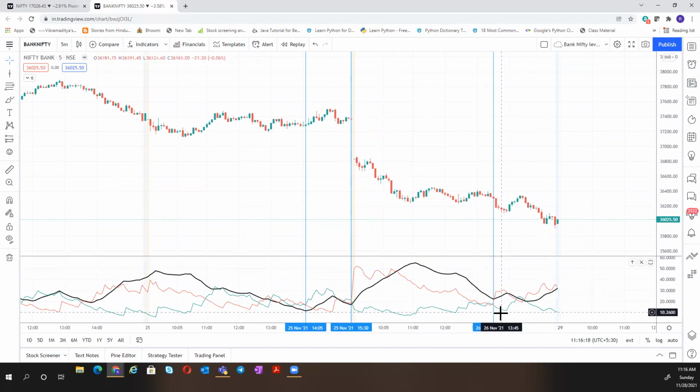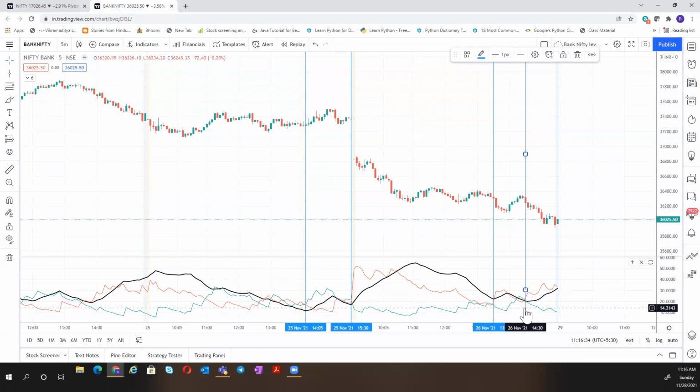Now, yes, this is a pullback. See here, this is a pullback, slightly went up above the black. If this would have continued along with the black ADX line increasing above 25, then the trend would have reversed. But on the contrary, what happens? We are in a downtrend. You should consider only the selling signal. See what happened here. This gave a selling signal here.